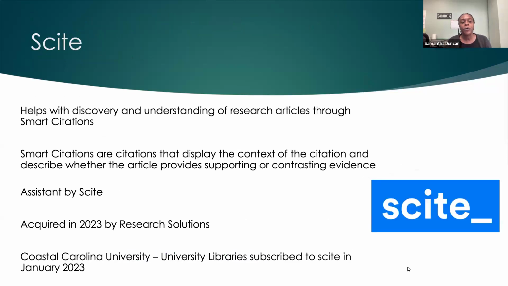And the third tool we'll be looking at is Scite. So it helps with the discovery and understanding of research articles through smart citations. Smart citations allows the user to see how a paper has been cited by providing the context of the citation and describing whether the article provides supporting or contrasting evidence.